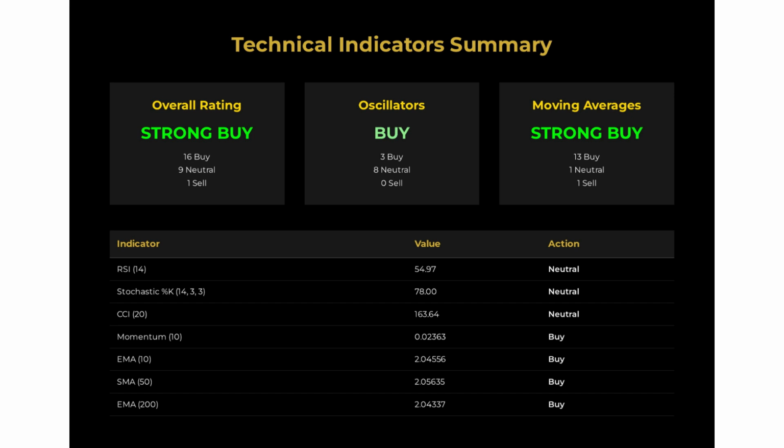Key oscillators show the RSI at 54.97 in neutral territory, stochastic at 78.00 also neutral, and the CCI at 163.64. The momentum indicator at 0.02363 is showing a buy signal. Among moving averages, the 10-period EMA sits at 2.04556 with a buy signal, the 50-period SMA at 2.05635 also signaling buy, and the crucial 200-period EMA at 2.04337 confirming the buy signal. This technical consensus strongly supports the bullish bias.